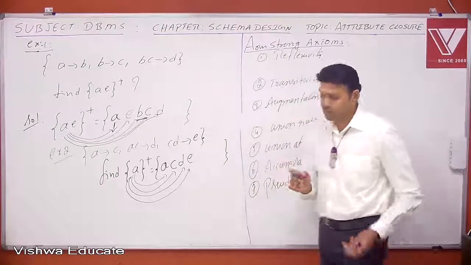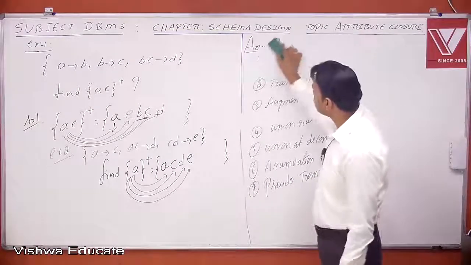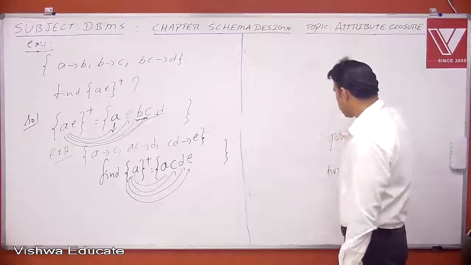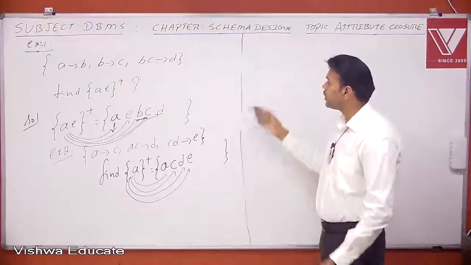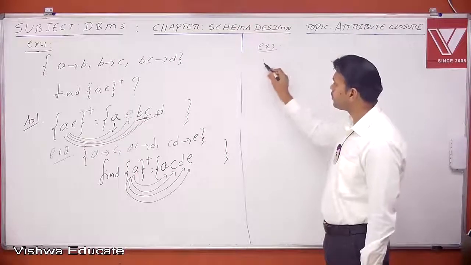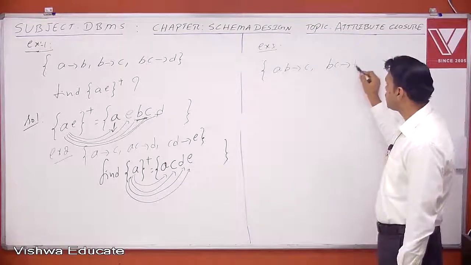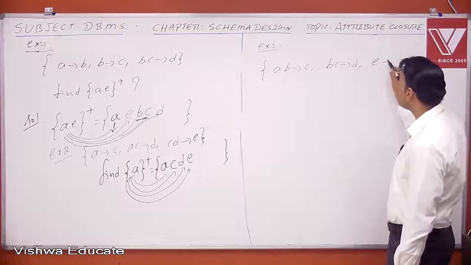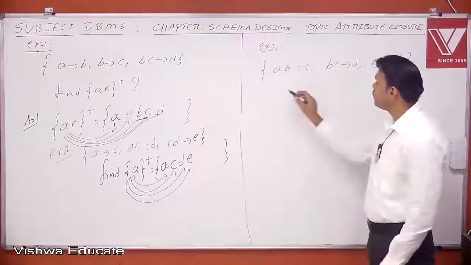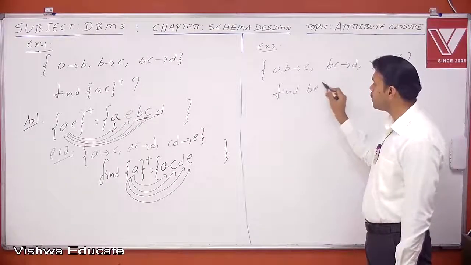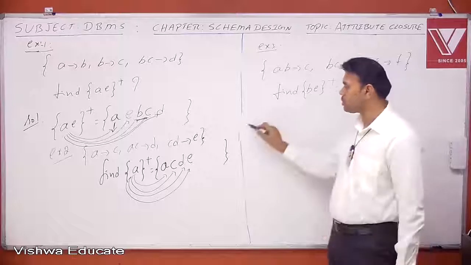Okay. Now let us do one more example. Don't write unless I say. So let me complete the right hand side part also. If I am giving you an example over here, I am taking AB tends to C, BC tends to D, and E tends to F. He is asking to find the BE closure. Again, same rules you follow.